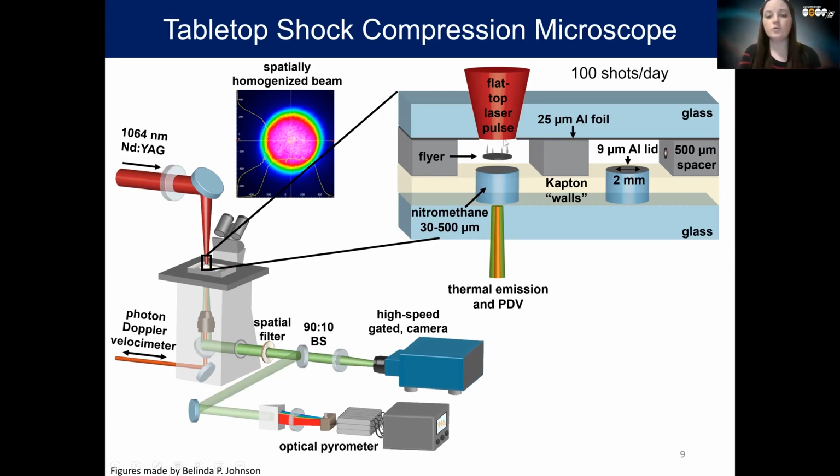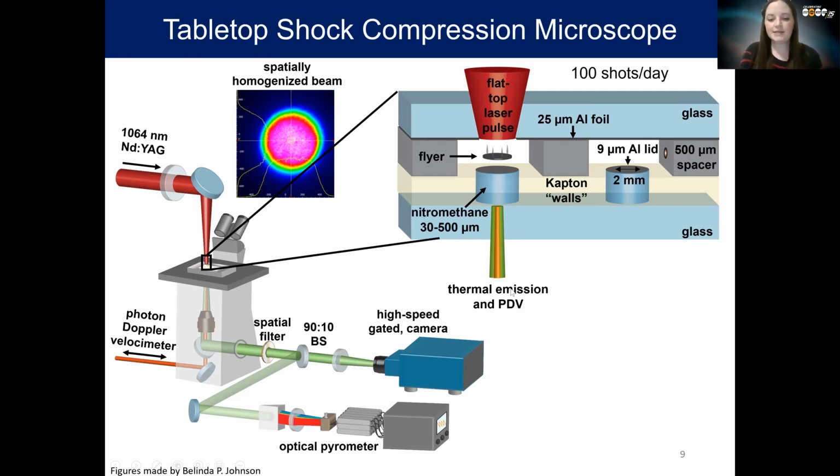And this flyer plate is going to fly over the 500 microns of space, increasing in velocity until finally reaching a constant velocity and impacting the sample of interest, which is nitromethane in this case. Now, because I use liquids, I have to have a 9 micron aluminum lid on top of my liquids in order to prevent evaporation and decrease large contact angles. Now, my wells or my cuvettes that hold the nitromethane are 2 millimeters in diameter, and their thickness is dependent upon the cut-on walls. And that can be anywhere between 30 to 500 microns thick.